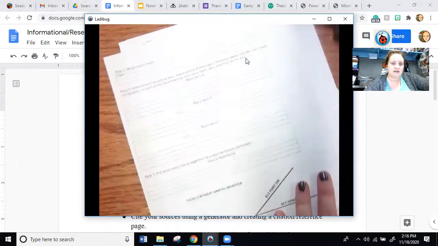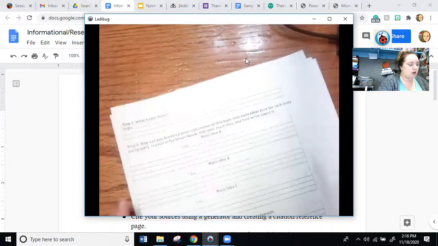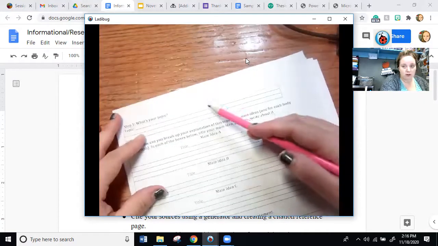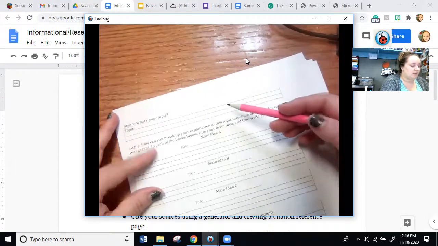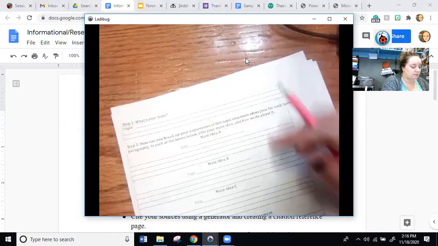Is a sheet that looks like this, and I can provide you guys with one. If you email me, I will gladly provide this with you, but it tells me what is my topic. So my topic is Hurricane Katrina. Then how can I break my topic into main ideas or little mini ideas?